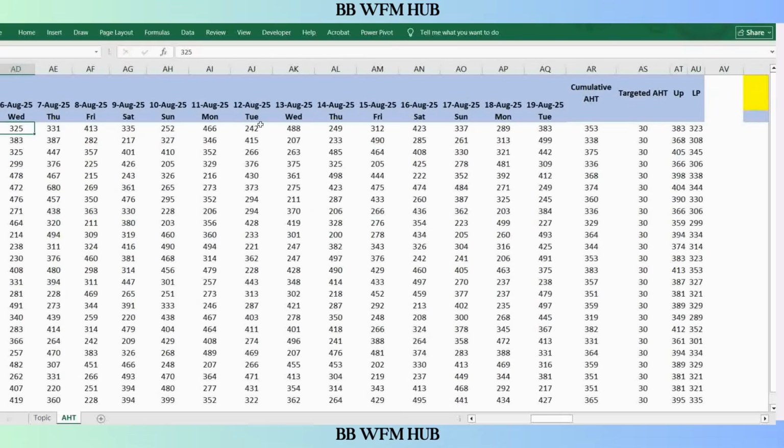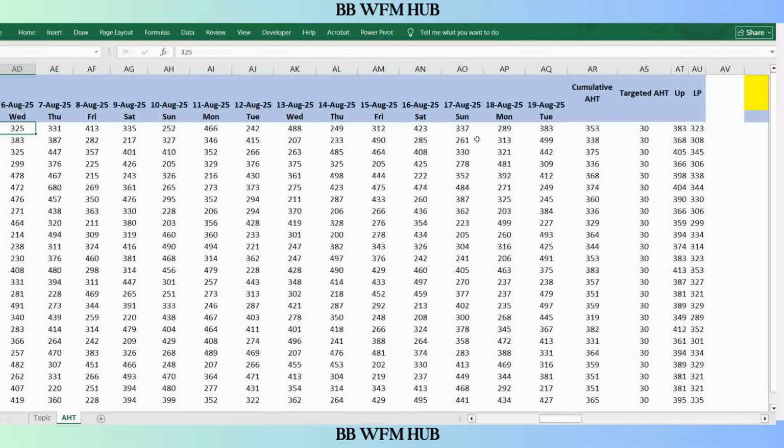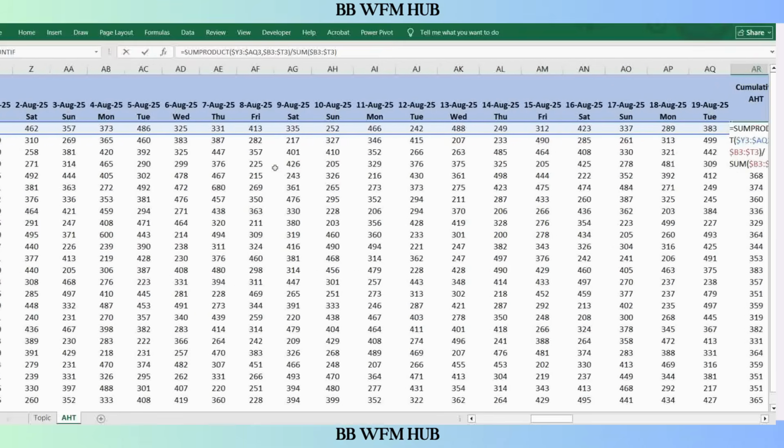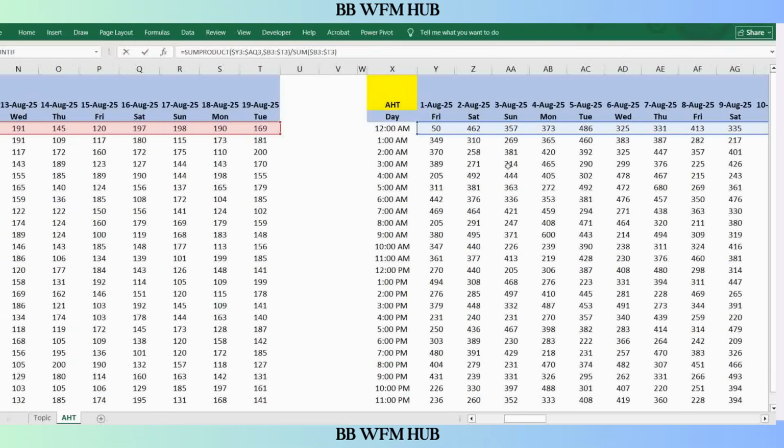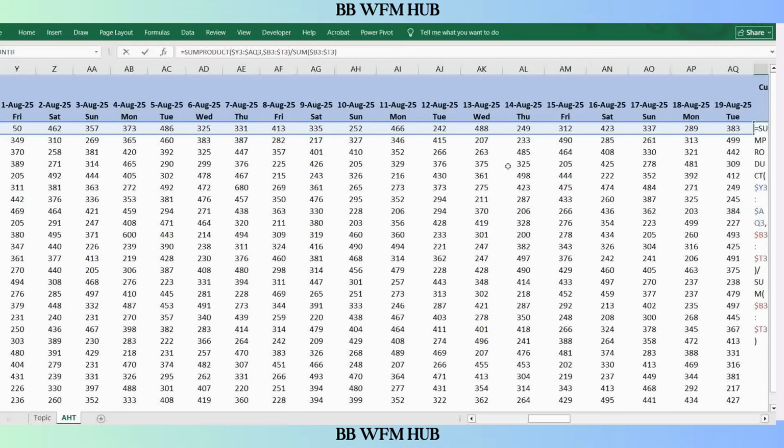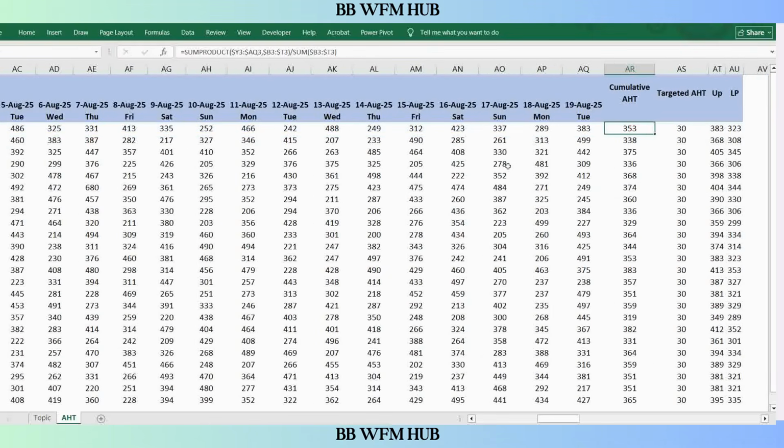To neutralize the AHT, we need to find out the cumulative AHT first. The cumulative AHT is just the AHT per interval. We are using the sum product here: the sum product of calls answered and AHT, and then we divide it by the number of calls answered to get the cumulative AHT.